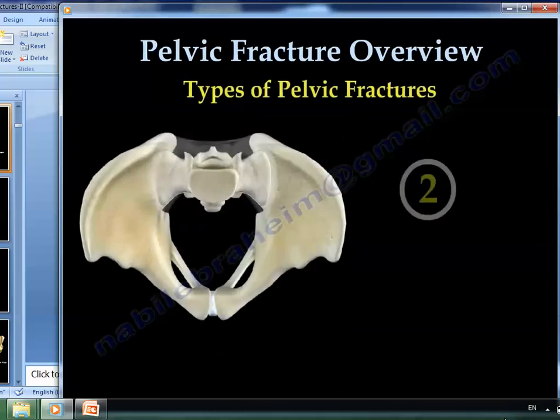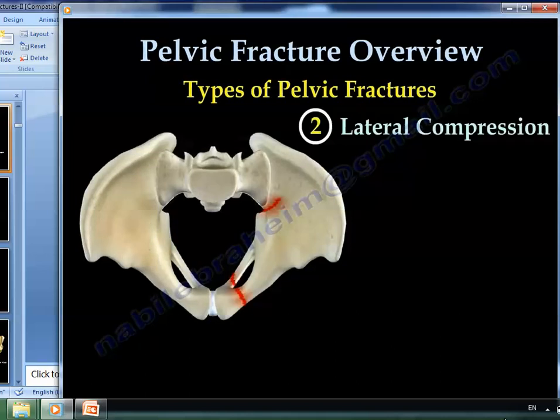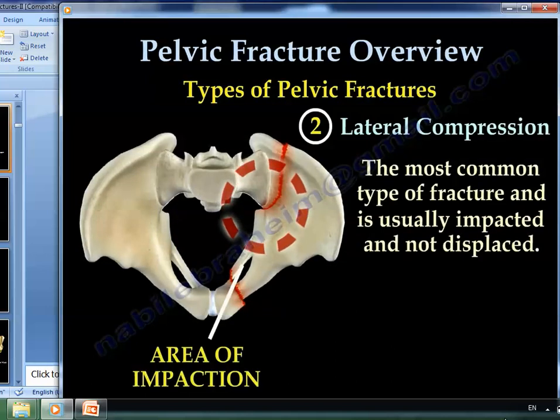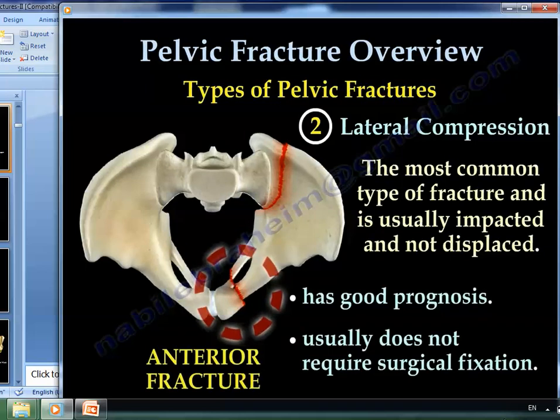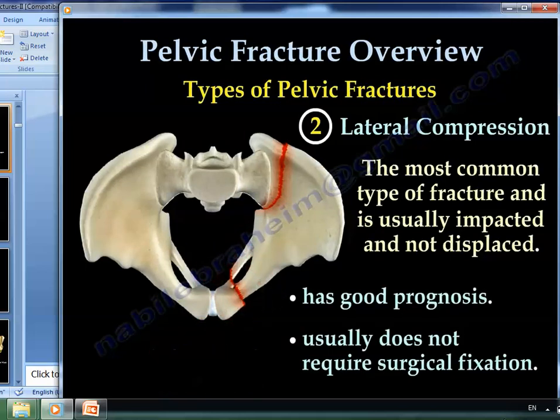The lateral compression type. It is the most common type of fracture and is usually impacted and not displaced. It has a good prognosis, usually doesn't require surgical fixation.